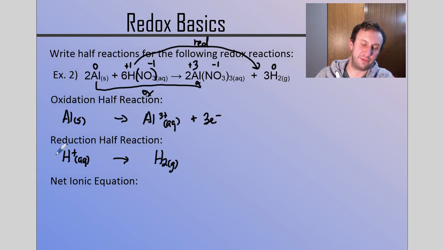So now I need to make sure that my atoms equal out, so I'll put a 2 in front of H positive, and then I'm going to put electrons on the more positive side, which is on the left. I need 2 electrons to make this equal. So 2H positive plus 2 electrons gives me H2 gas.